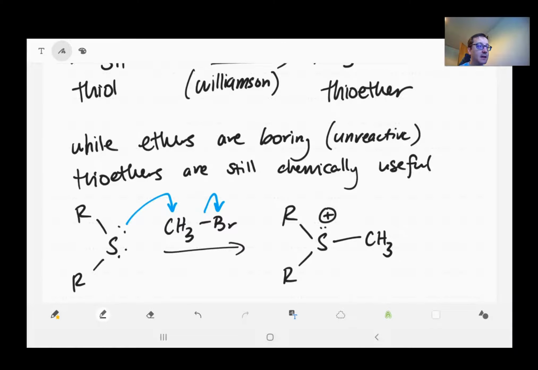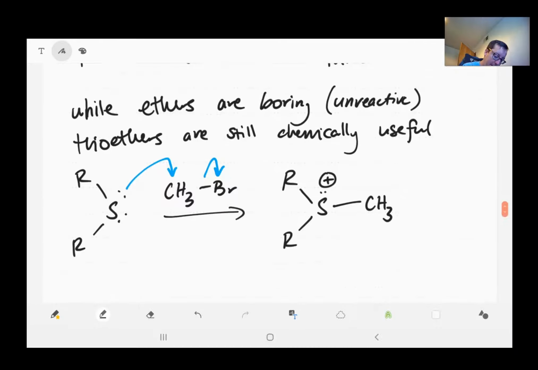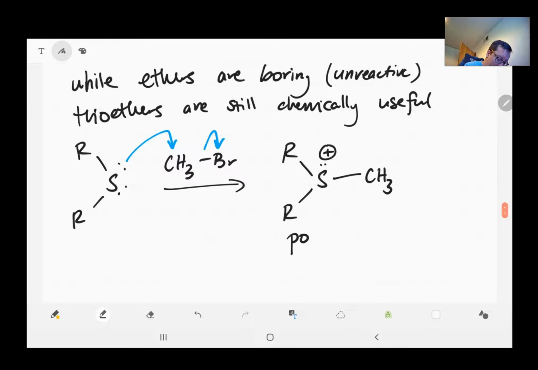That was the reason why sulfur is a little bit better to be an acid, because the S- ion is a little bit more stable than the O- ion. And so it's the same thing. The sulfur is better at accommodating a positive charge because it's not only bigger, but it's also less electronegative than oxygen is. So it's a little bit better for sulfur to be positive. And what's great about this is now this is a potent alkylating agent.